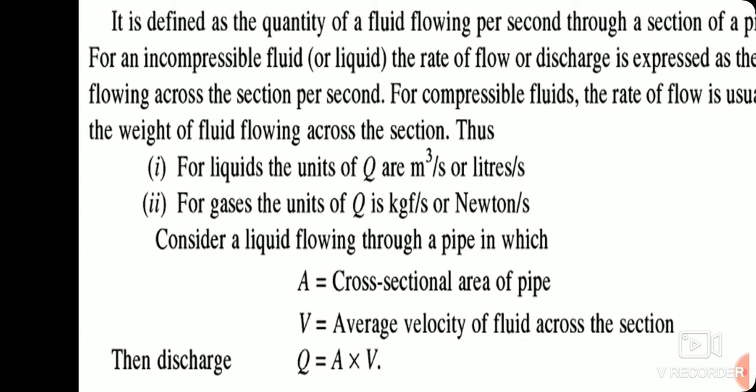So discharge is nothing but the area of the cross section of the pipe and velocity. Therefore, discharge is always considered as Q is equal to A into V, where A is the area of the cross section of the pipe and V is the average velocity of flow across the section.